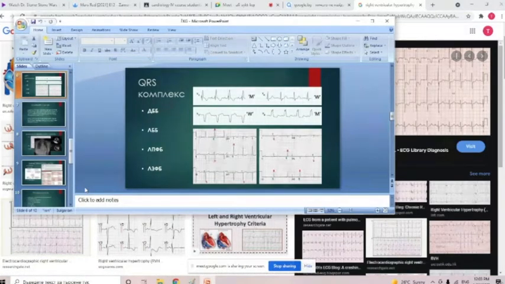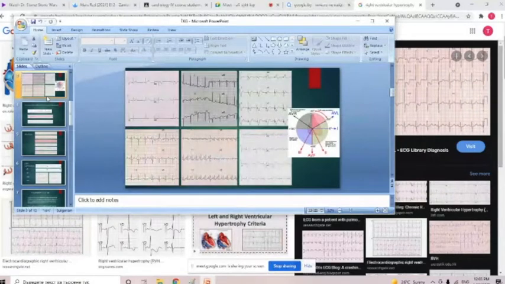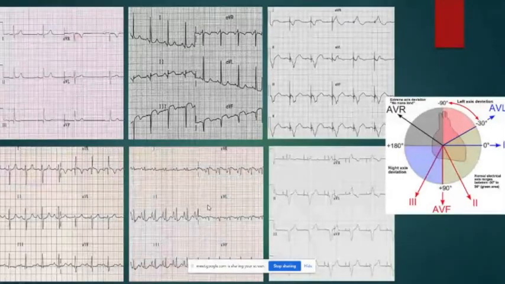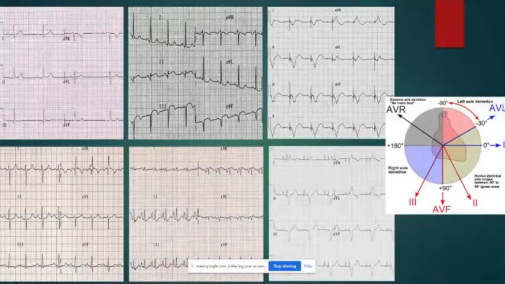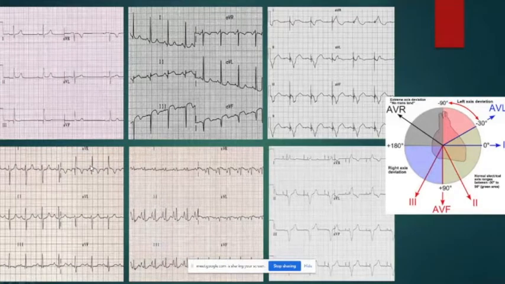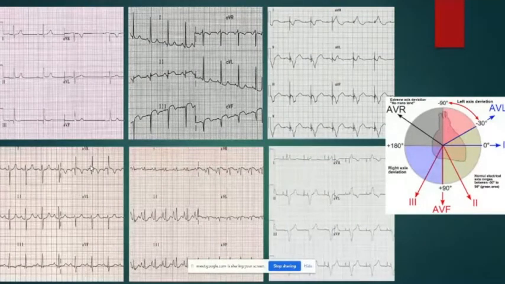So, after the QRS complex, we are checking the ST segment. Usually it's isoelectric, sometimes it's above when we have elevation. It's pathological most of the time.